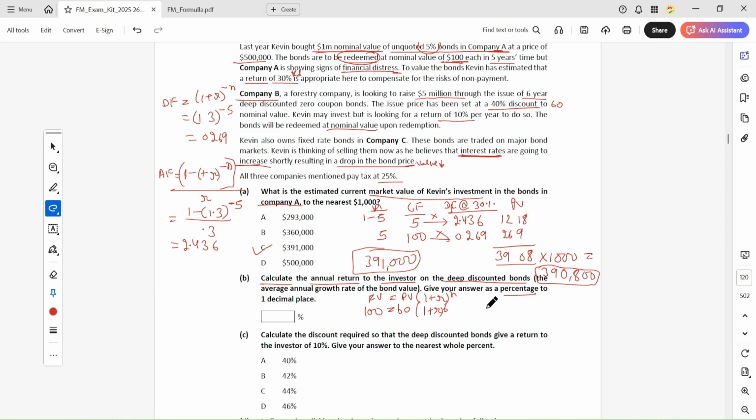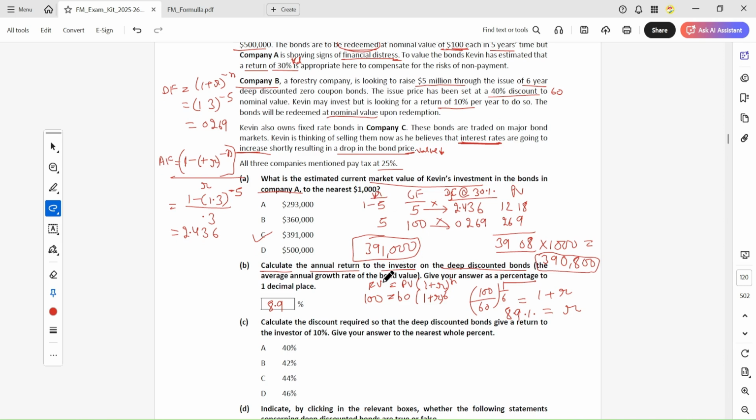So now we have to solve it. 100 divided by 60, to the power of 1 over 6, equals 1 plus r. When you solve it and deduct 1, then you will get 8.9%. Okay, so 8.9% is the answer.